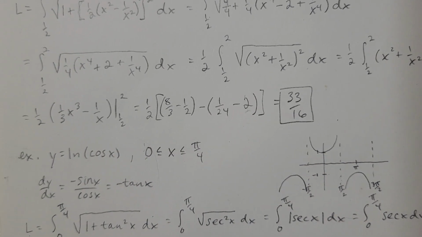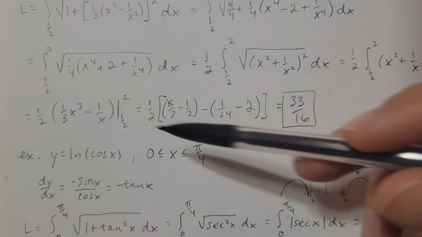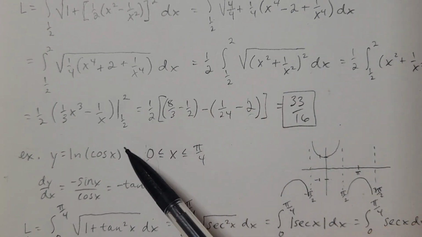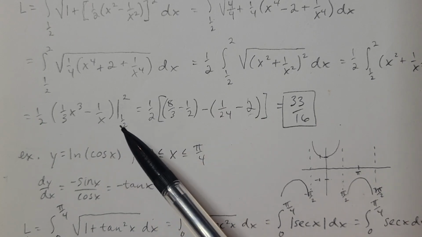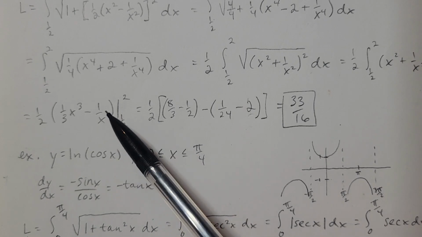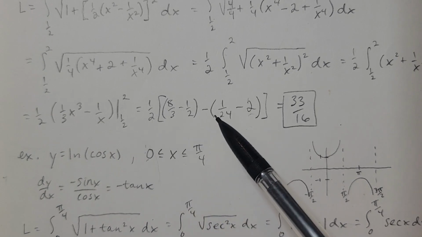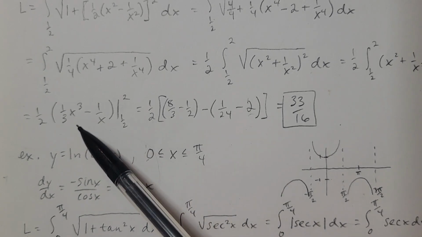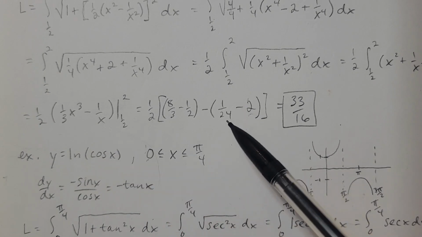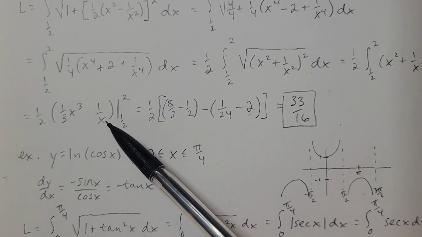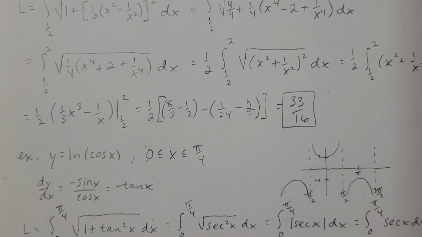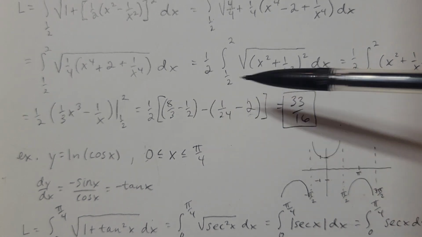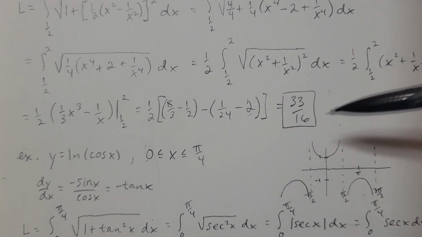Okay. So now, when I plug in these bounds, plug in the upper bound first, we got 1/2 times 2 cubed is 8, so it'll be 8/3 minus 1/2, and then minus, when I plug in 1/2, 1/2 cubed is 1/8 times 3, 8 times 3 is 24, so 1 over 24, minus 1 divided by 1/2 is the same as 2. Okay, and when I simplify this guy here, I get 33 over 16.